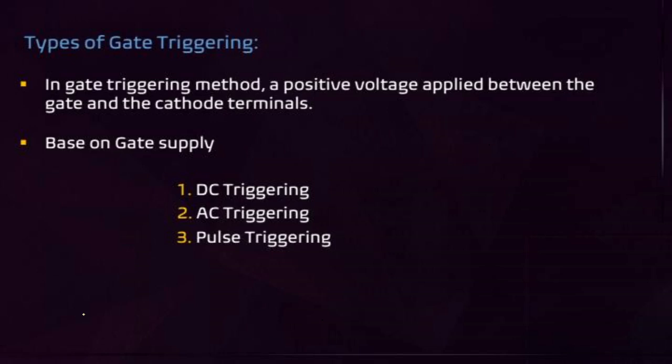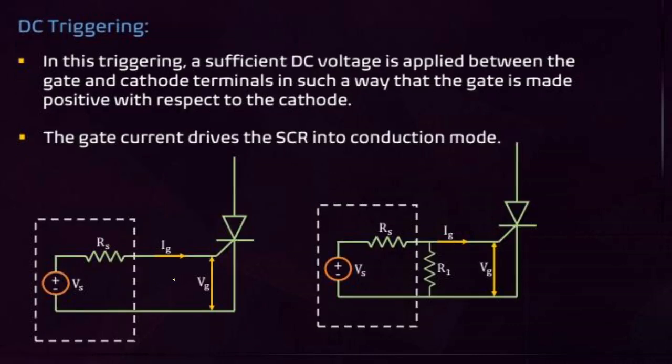What about the supply we are giving to the gate? Based on that, the gate triggering methods are classified into DC triggering, AC triggering, and pulse triggering. But DC triggering has many drawbacks. That's why we mainly prefer pulse triggering. This is the DC triggering. In DC triggering, we connect a continuous DC supply. Because of the continuous DC supply, it adds additional power loss. That is one problem. There is no isolation between the power circuit and gate terminal. And one more drawback is that by using one gate circuit, only one SCR is triggered.